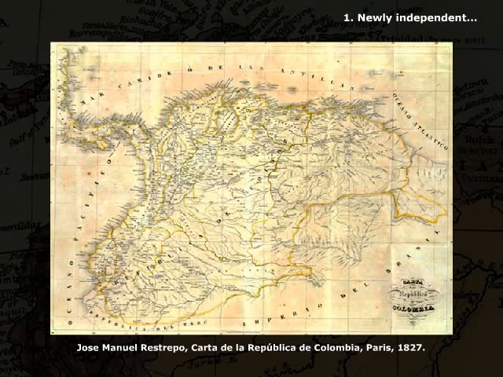This map should be understood as an intellectual desire of a nation-state with its coherent and defined internal and external territorial structure. The red line highlights Restrepo's understanding of Great Colombian borderlines with Brazil, according to his interpretation of the 1777 treaty.